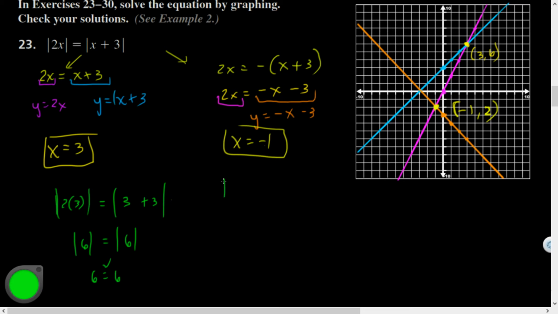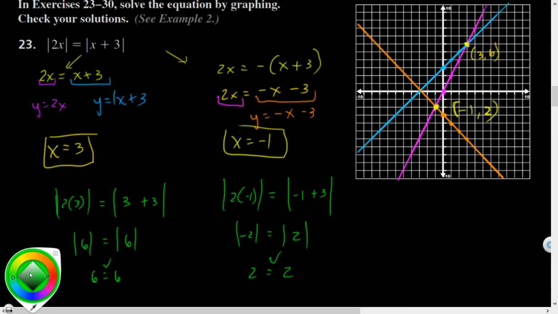Let's try this negative 1. Is the absolute value of 2 times negative 1 the same as the absolute value of negative 1 plus 3? 2 times negative 1 is negative 2. Negative 1 plus 3 is 2. And the absolute value of negative 2 is 2, the absolute value of positive 2 is 2. It worked out. So both of these solutions worked.